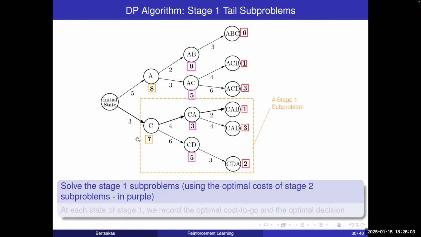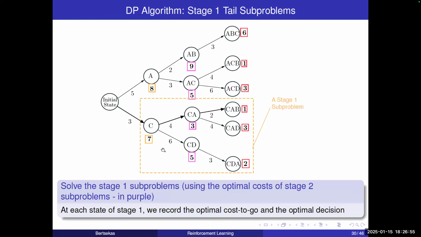Now we move backward in stages. For this stage, starting from a partial schedule C, we can schedule A after C or D after C. Having computed the optimal cost to go for CA, which is 3, scheduling A after C gives the term 4 plus 3, whereas scheduling D after C costs 6, and the subsequent optimal cost to go is 5. So we compare 7 and 11, and we find out 7 is better.